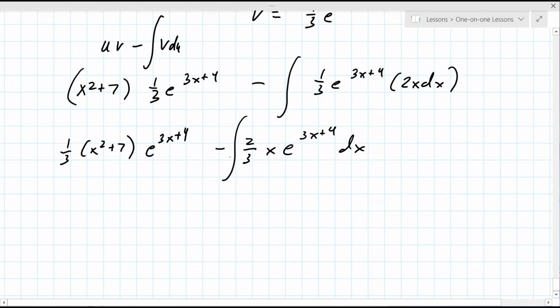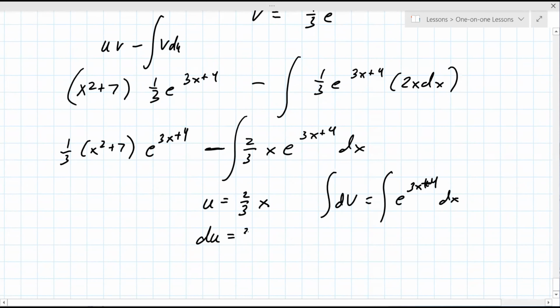So this is again kind of frustrating for students. You're like, wait, I just did it. Now you've got to do it again. Yeah, you've got to do it again. So this time your u is 2/3 x, and your dv is e to the 3x plus 4 dx. Okay. du this time is 2/3 dx. Your v is exactly the same. So when you have to do multiple integration by parts, you end up reusing stuff that you had previously. So if you look up, it was 1/3 e to the 3x plus 4 for that.